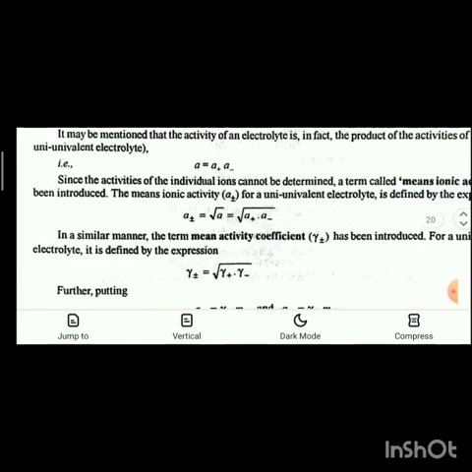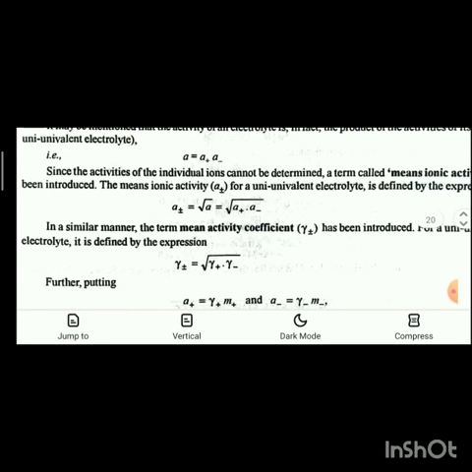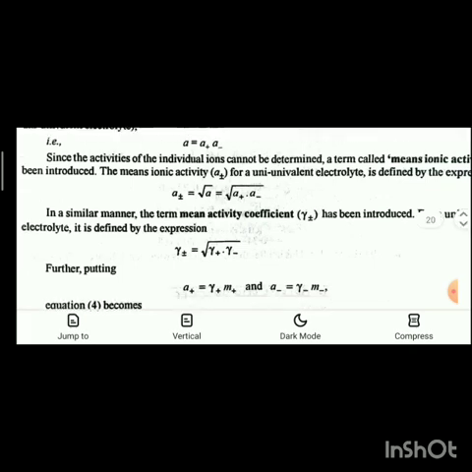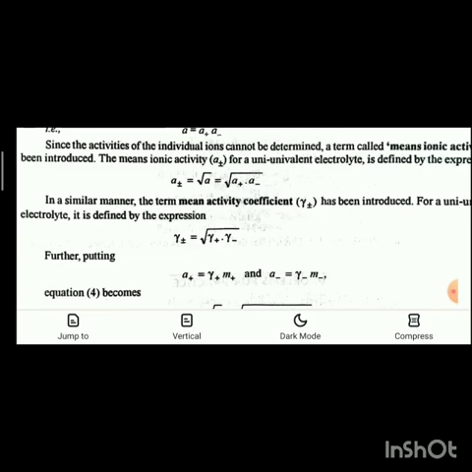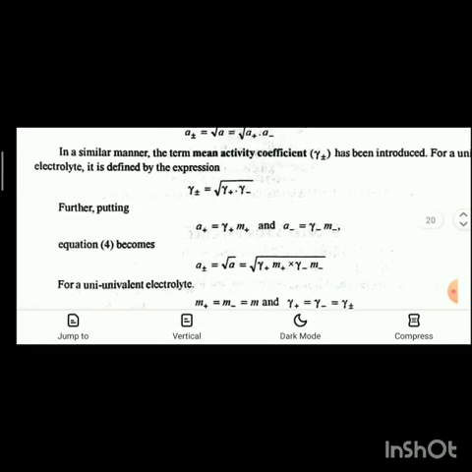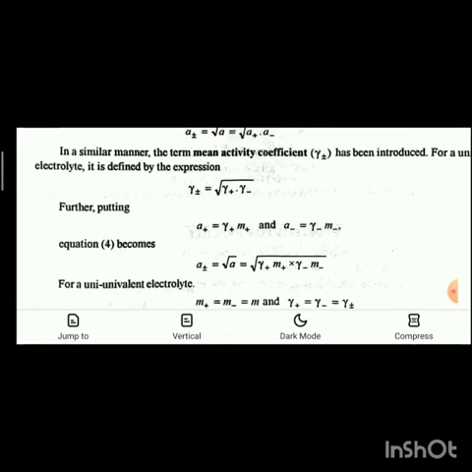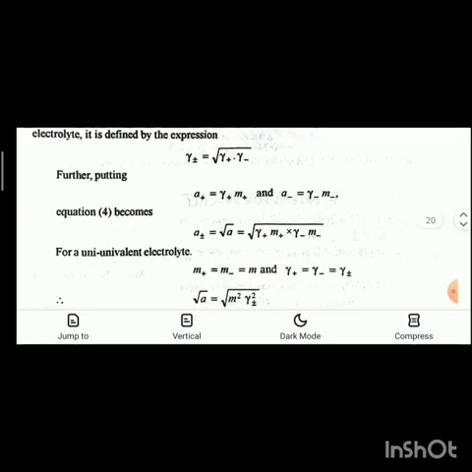It may be mentioned that the activity of an electrolyte is in fact the product of the activity of its ions. For a univalent electrolyte, a equals a+ times a-, a plus-minus equals the square root of a, equals the square root of a+ times the square root of a-. In a similar manner, the term mean activity coefficient gamma plus-minus has been introduced. For a univalent electrolyte, it is defined by the expression gamma plus-minus equals the square root of gamma+ times gamma-. a+ equals gamma+ m+ and a- equals gamma- m-.